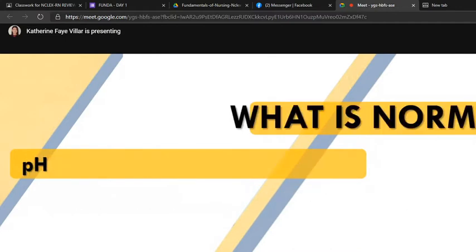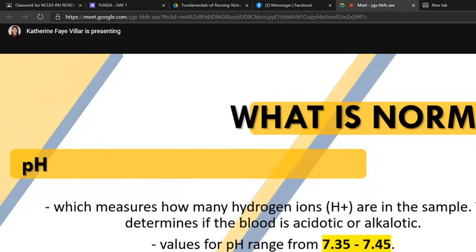So, for our pH, what is the normal? The normal range is from 7.35 to 7.45. So, pH measures the hydrogen ions, okay? And this determines if the blood is acidotic or alkalotic. A pH of 7.35 and below is considered acidotic or acidic. 7.45 and above is alkalotic or basic.